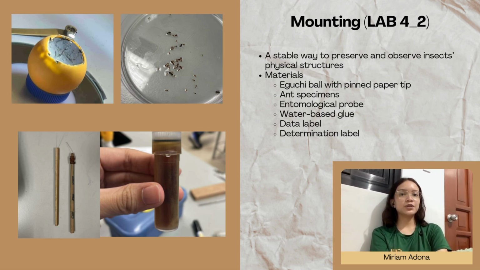It is a basic method used in entomology to mount insects for examination. It provides a stable way to preserve and observe their physical structures, making it easier to study their features for identification and research. The materials include an Iguchi ball with an entomological pin and paper tip, water-based glue, an entomological probe, and data and determination labels.